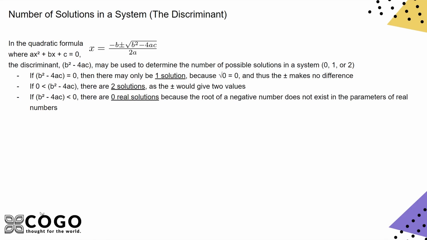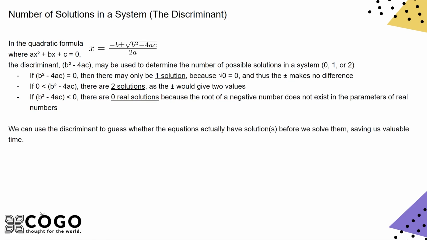If the discriminant is equal to 0, then there may only be one solution because the root of 0 equals 0, and thus the plus or minus makes no difference. If 0 is less than the discriminant, there are two solutions, as the plus or minus would give two values. If the discriminant is smaller than 0, there are 0 real solutions because the root of a negative number does not exist in the parameters of real numbers.